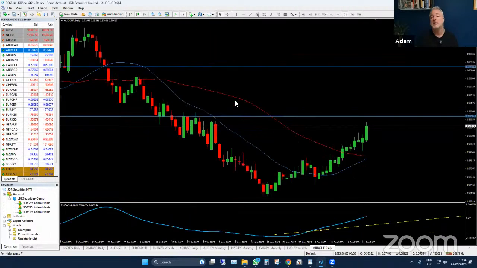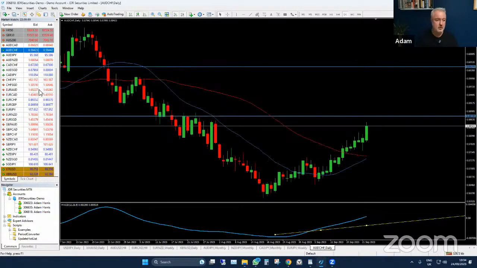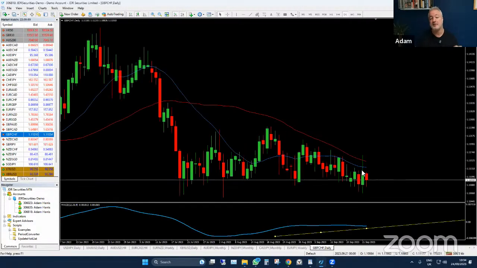Aussie Swissy for sure. How do I know that? Because the Swissy, what do all the Swissies have in common? So when you look at CAD Swissy, it's climbing. When you look at Aussie Swissy, it's climbing. When you look at pound Swissy, it's probably climbing. The pound's so weak, it's neutralizing it. But Aussie, Kiwi Swissy, CAD Swissy, probably all of those are pushing higher. Okay.